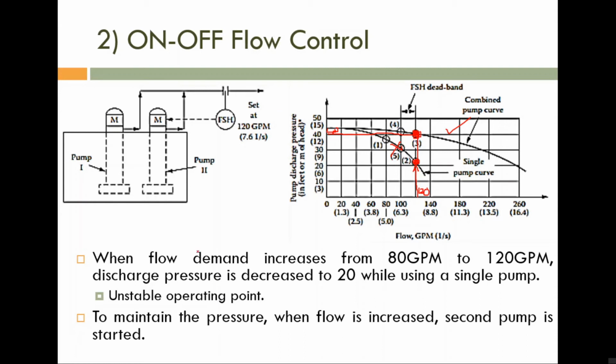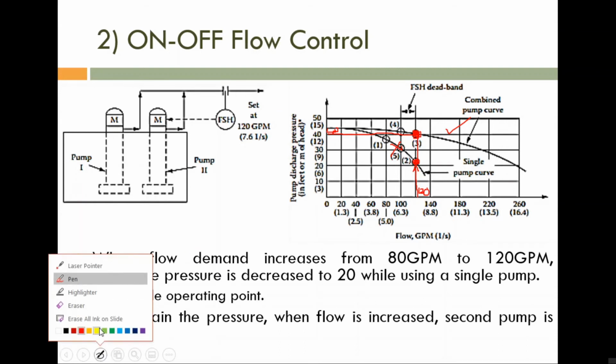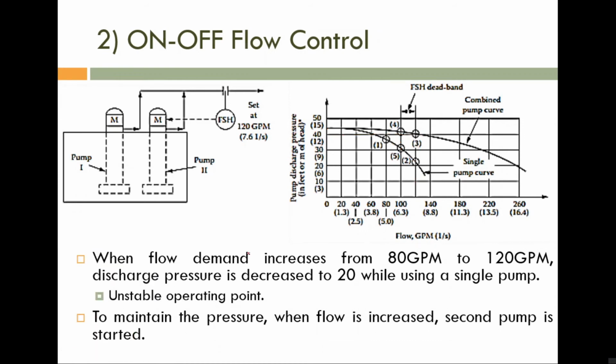But please be careful, actually we are starting or stopping the pump with respect to the flow demand. But we can expect some disturbance also. So for example, if the flow demand is increased to 120 GPM, I told you the operating point is shifted to 2. So by using FSH, the second pump is also started.